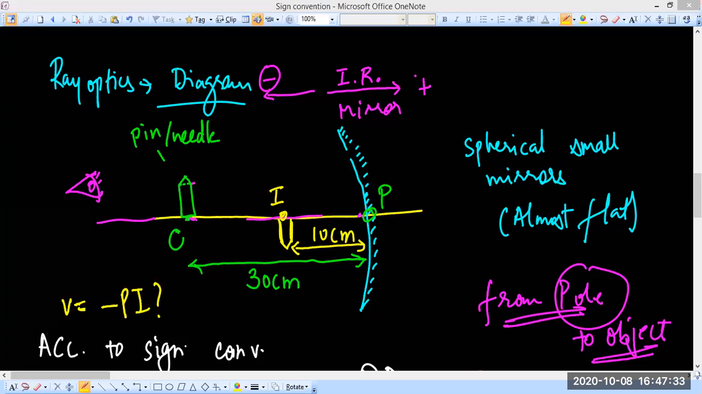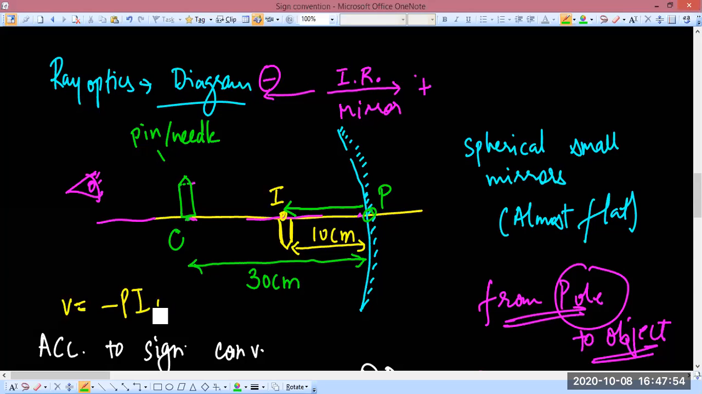Because see, think of it like a vector once again. You draw a vector from P to I. Which side does this vector point to? Yes, this is in the opposite direction of the incident ray. Clear? This is in opposite direction of the incident ray. So the final value of this should be negative. So the geometrical distance PI is 10 centimeter, but the final value of v is minus 10 centimeter. Clear?